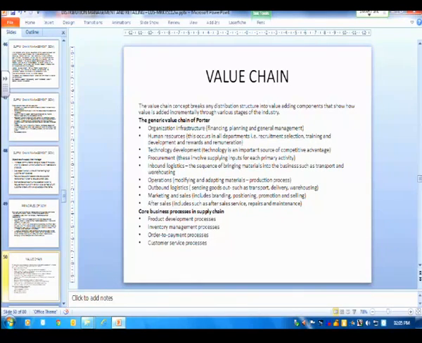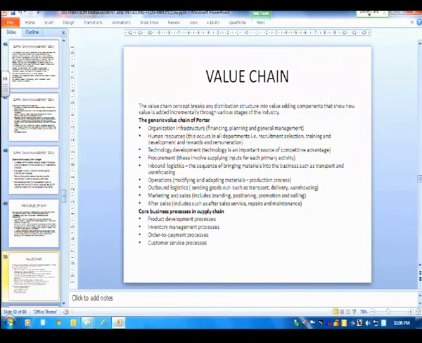1. Organization infrastructure. This involves financing, planning, and general management. 2. Human resources. This occurs in all departments, i.e., recruitment, selection, training, development, rewards, and remuneration. Thirdly, technology development. Technology is an important source of competitive advantage. Procurement. These involve supplying inputs for each primary activity.